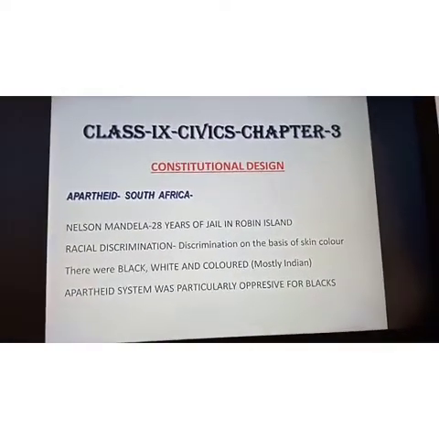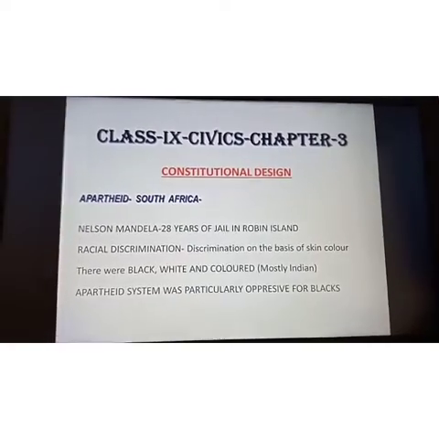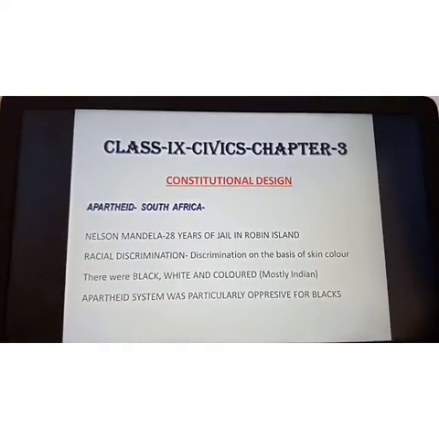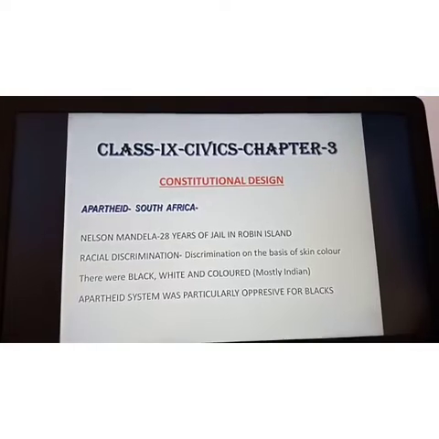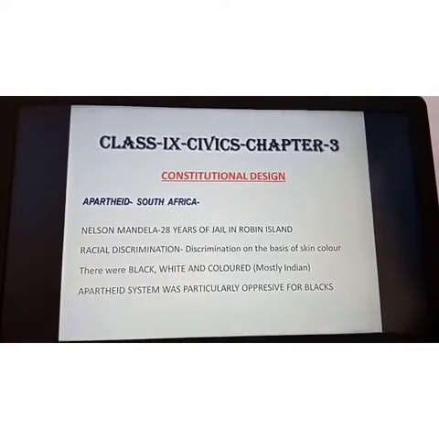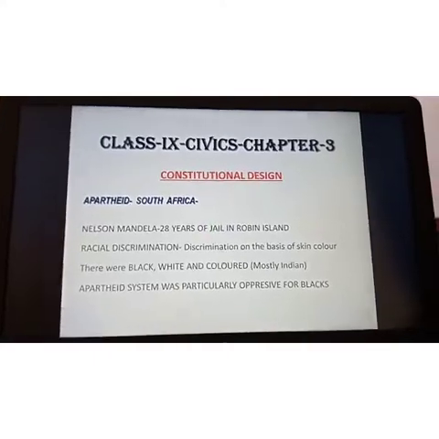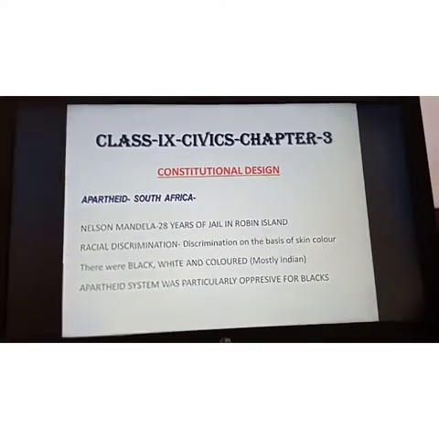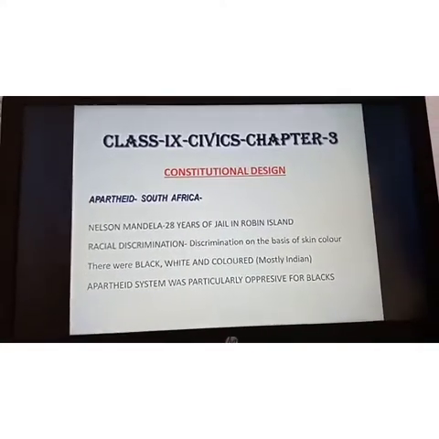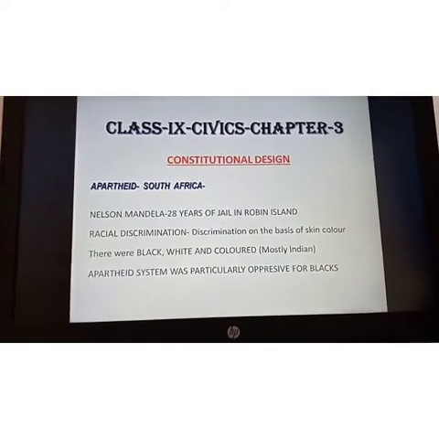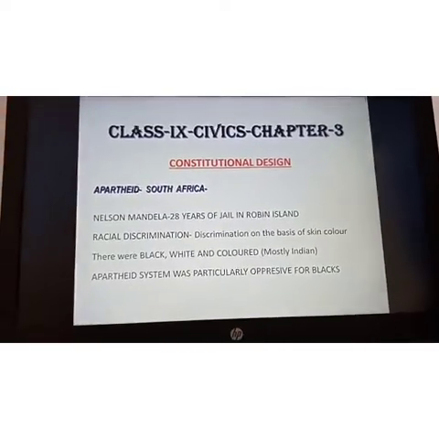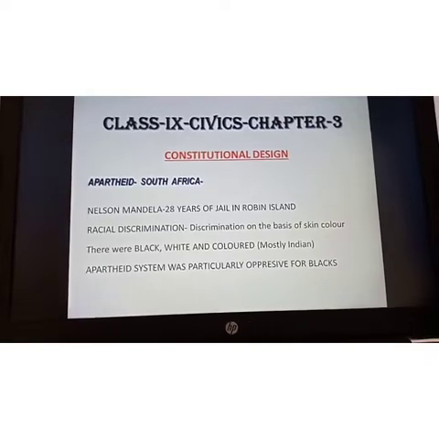South Africa was under the clutch of the European powers for a long time. European white people, although their number was very less, because of their education and their money power or financial power, had captured South Africa, and for a long time they ruled South Africa with this system of apartheid. So apartheid means racial discrimination.